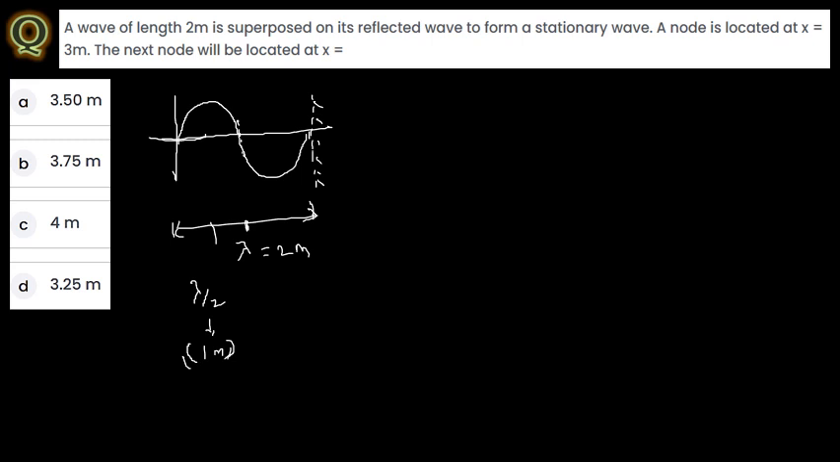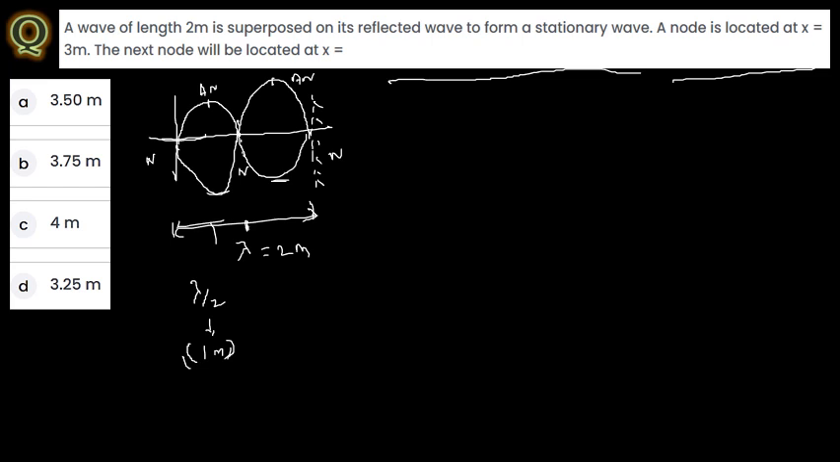Now what they have mentioned is that the reflected wave forms a stationary wave. After reflecting, it forms reflected waves which form stationary waves of the same wavelength. Both are the same here, but I couldn't draw this, I just show you. In this case, you can see this is a node, and this one also a node, and this one also a node, and this is an anti-node, and here again an anti-node. What they are asking here is, a node is located at x equal to 3 meter, that is this one.